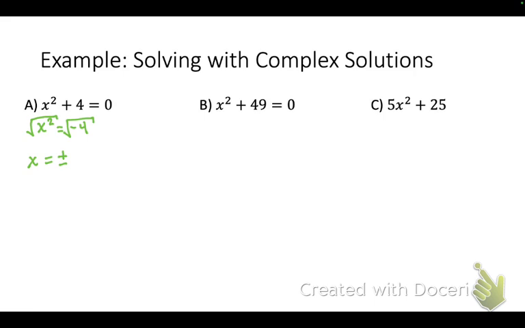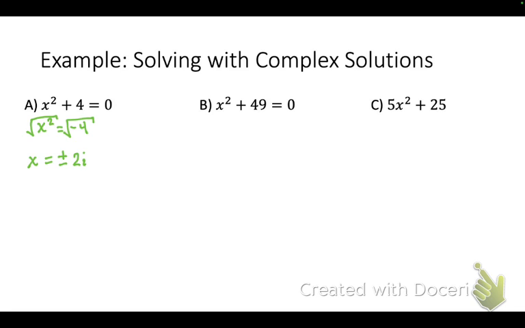What is it? 2i. Why is it 2i, guys? Because it's a negative 4. Okay, so this is the thing. First of all, you guys forgot the plus or minus, correct? That's going to get you in trouble.